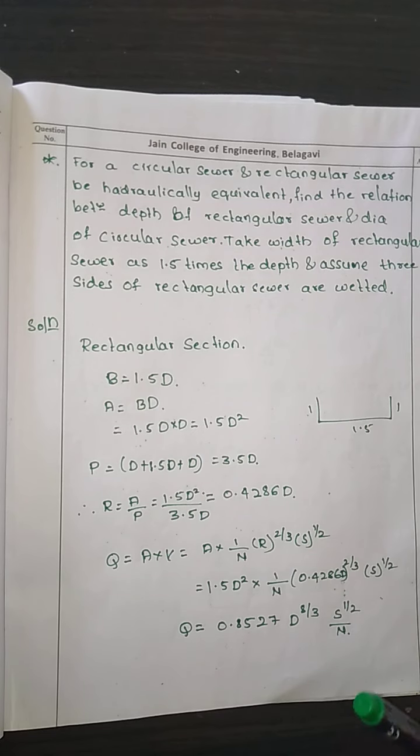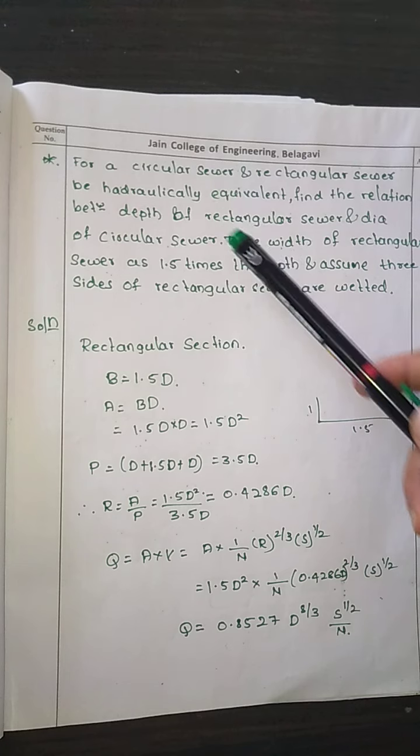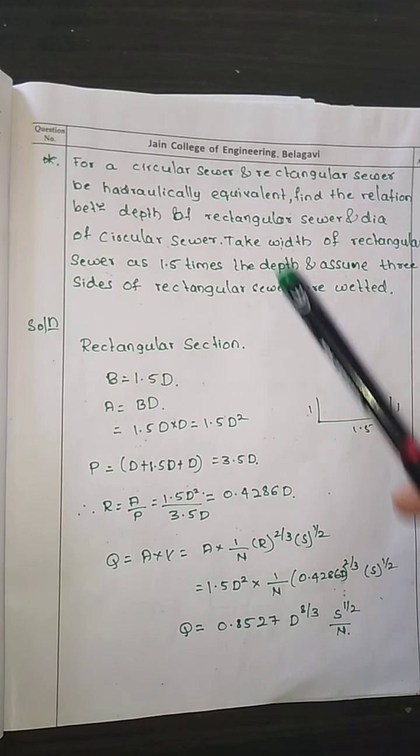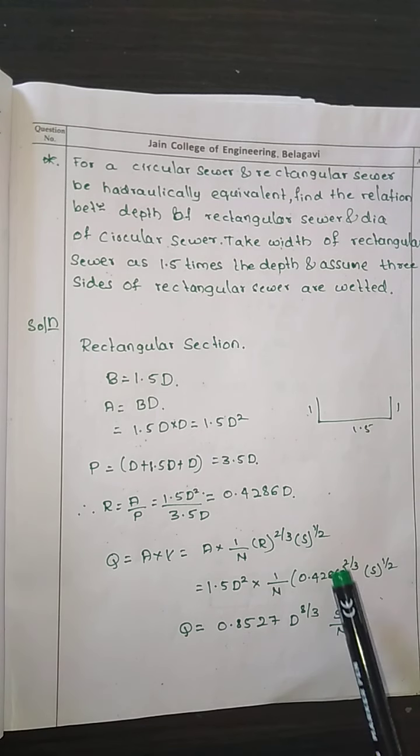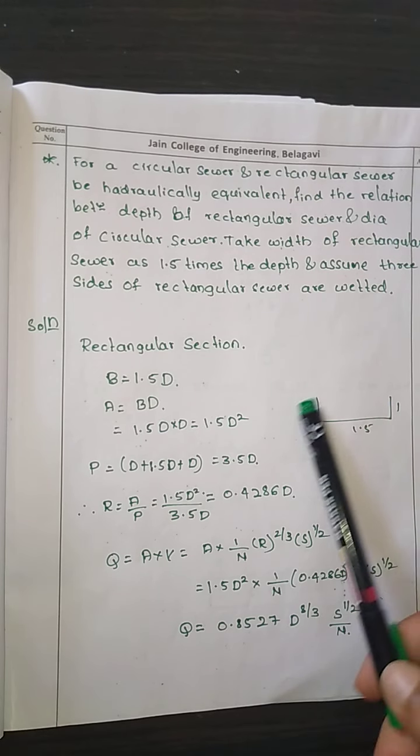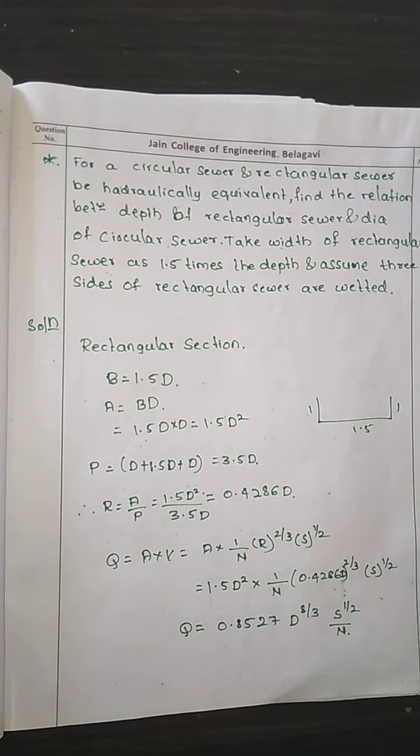They are hydraulically equivalent, right? To become hydraulically equivalent, find the relation between the depth of the rectangular section and the diameter of the circular section. Take the width of the rectangular section as 1.5 times the depth, and assume the 3 sides of the rectangular section are wetted. We need to determine it.